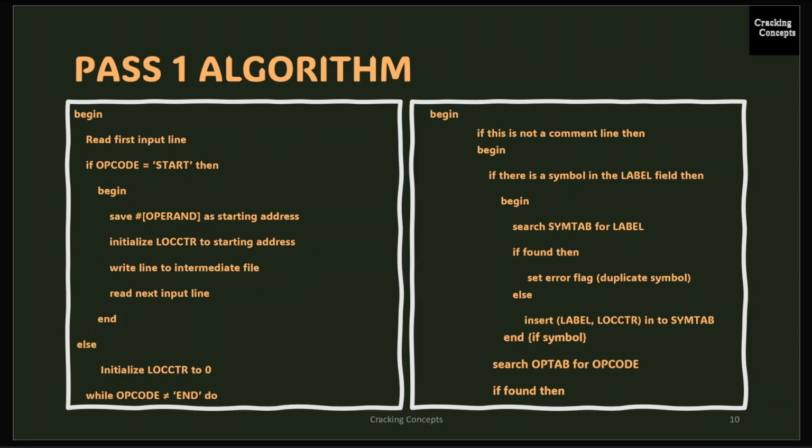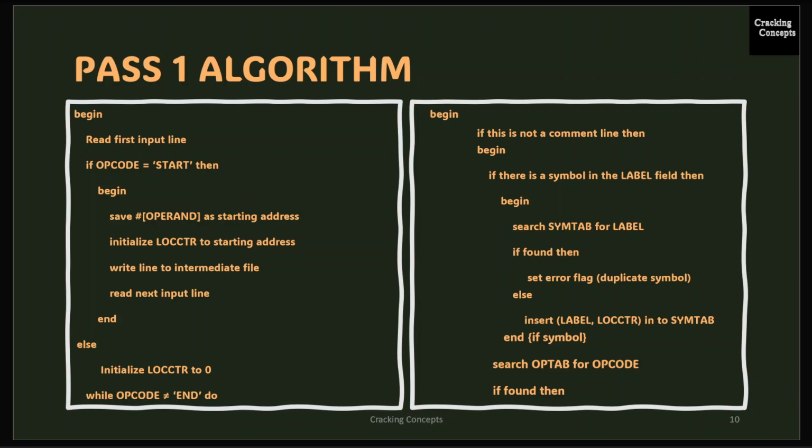And the next line is read. Now, if there is no address present after the start, the location counter value will be set to 0. The statements following this will be repeated until the opcode found is equal to end. If there are any comment lines, they are skipped. After ensuring a particular statement is not a comment, it will check if there is a symbol in the label field of the instruction.